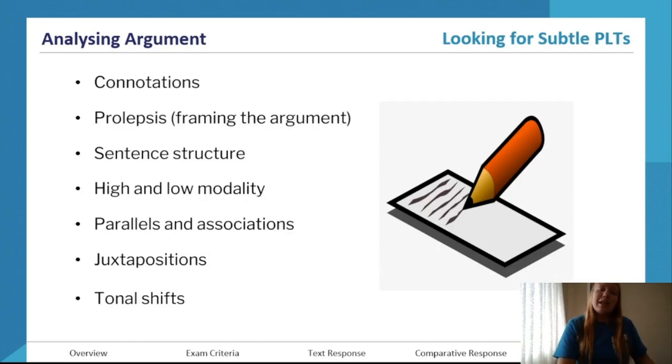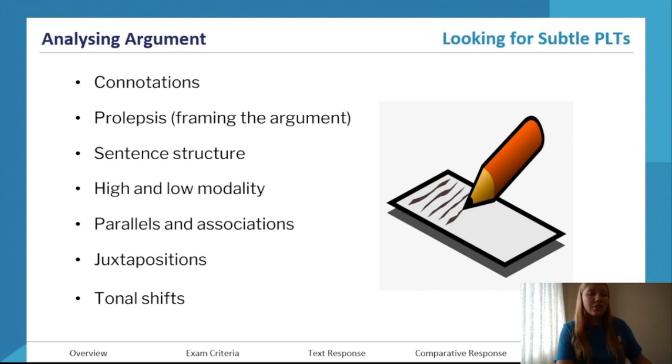We want to look for subtle PLTs because these are likely to get us marks for that complex analysis. So connotations, negative and positive connotations attached to language, remembering to quote for this as well. Prolepsis, how the argument is framed, sentence structures, high and low modality, parallels and associations we can infer, drawing on common knowledge, juxtapositions, things that are put side by side that are opposites or very different from each other.